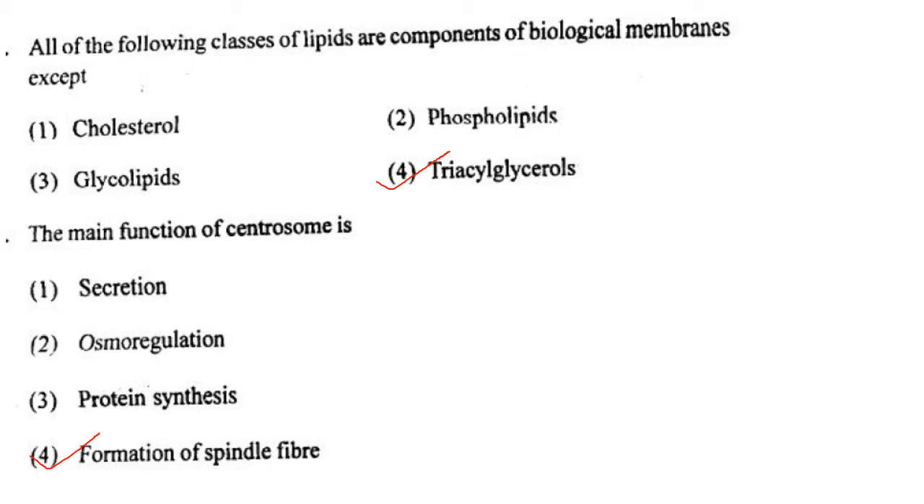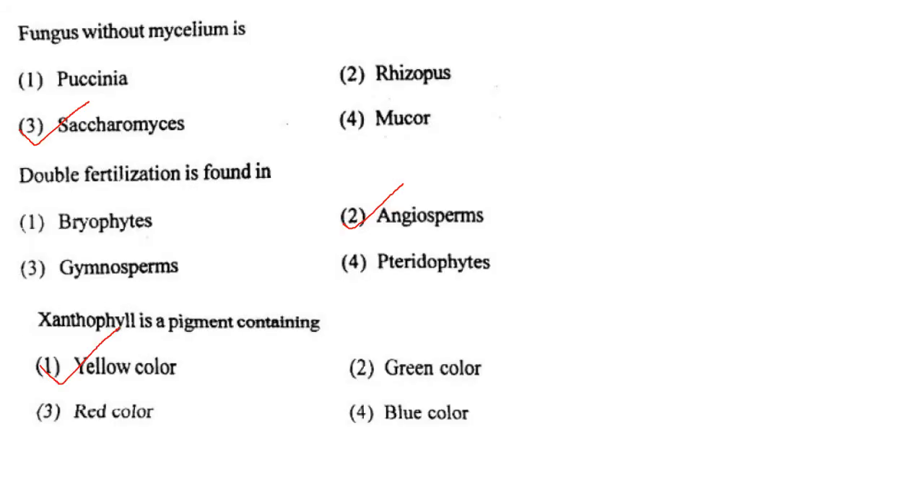Next one, the main function of centrosome is option 1 secretion, 2 osmoregulation, 3 protein synthesis, 4 formation of spindle fibers. Answer is option 4 formation of spindle fibers. Next one, fungus without mycelium is option 1 Puccinia, 2 Rhizopus, 3 Saccharomyces, 4 Mucor. Answer is option 3 Saccharomyces.